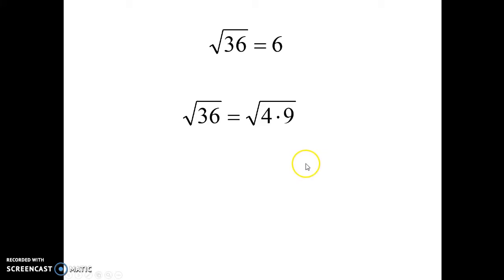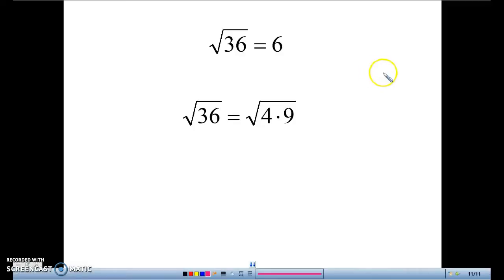36. You know, if you start breaking it down, you could call it 4 times 9. If I do this prime factorization, I could say, well, 36 is 4 times 9. And I could keep going and say that's 2 times 2, and that's 3 times 3. I'm going to show you 2 ways to do this.